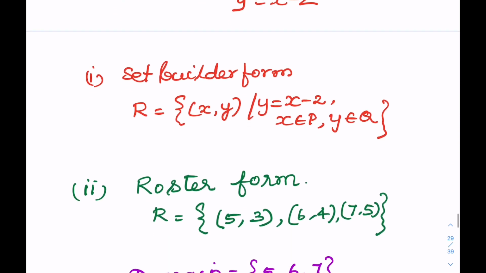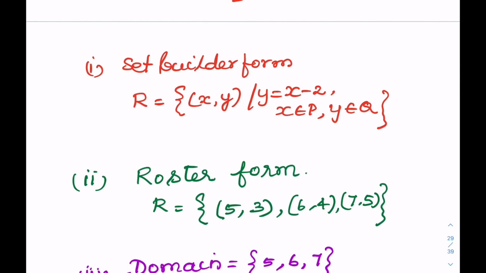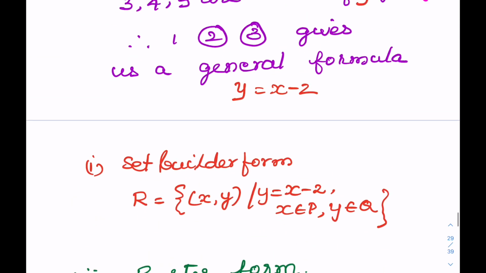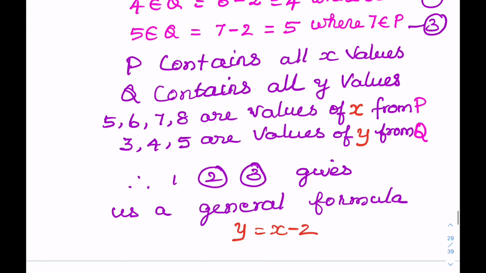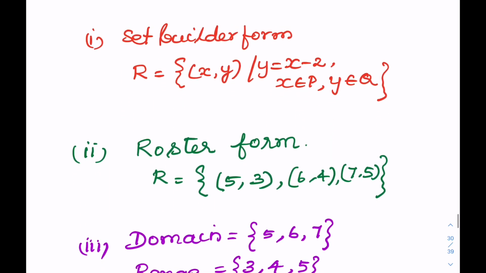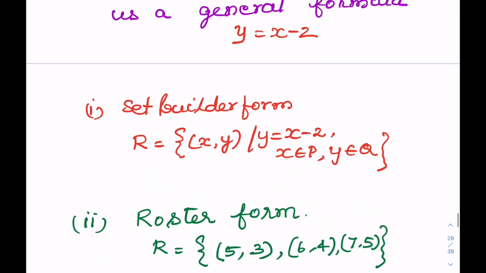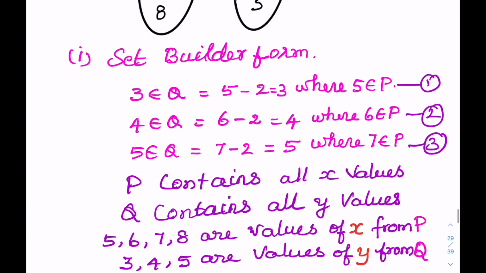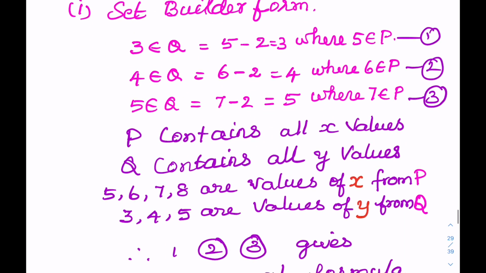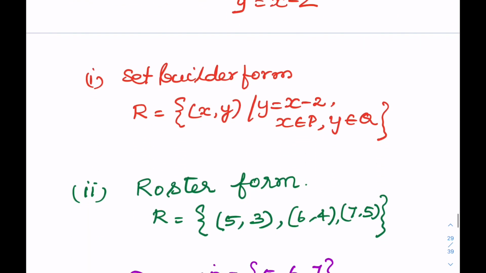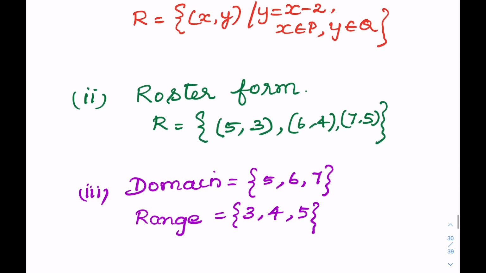Roster form means it is a tabular form. So we write R as a set of all ordered pairs: 5 to 3, so (5, 3). Similarly 6 to 4, so (6, 4). 7 to 5, so (7, 5). So in the roster form, R is {(5, 3), (6, 4), (7, 5)}.